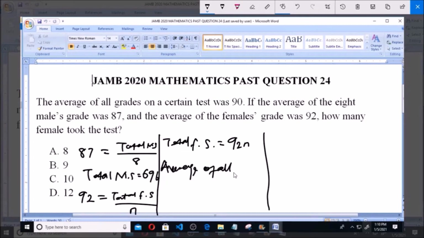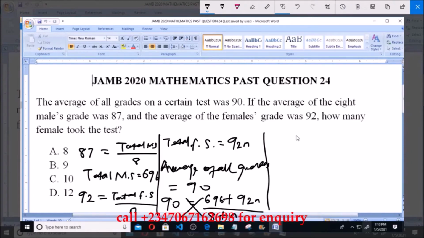Now the average of all grades is equal to 90. This simply means that 90 is equal to the sum of the total score of male, which is 696, plus that of female, which is 92n, all over the number of males plus the number of females. Now the number of males is 8 and the number of females is n, which we don't know, so plus n. Now when we cross multiply, we'll have 90 into (8 plus n) is equal to 696 plus 92n.